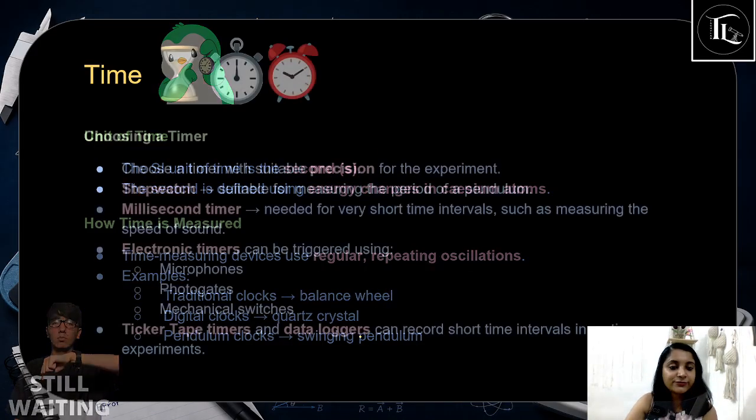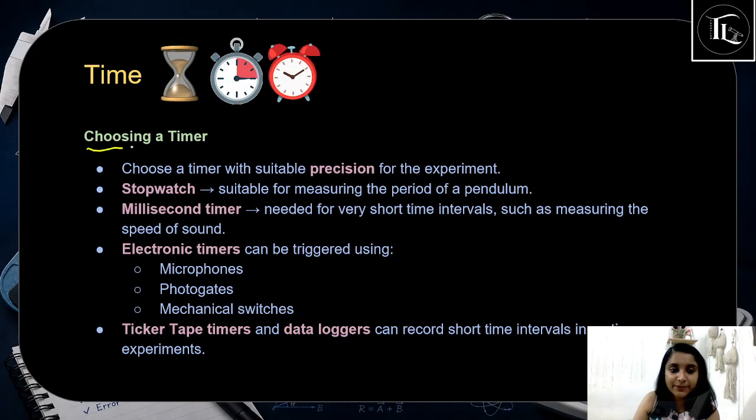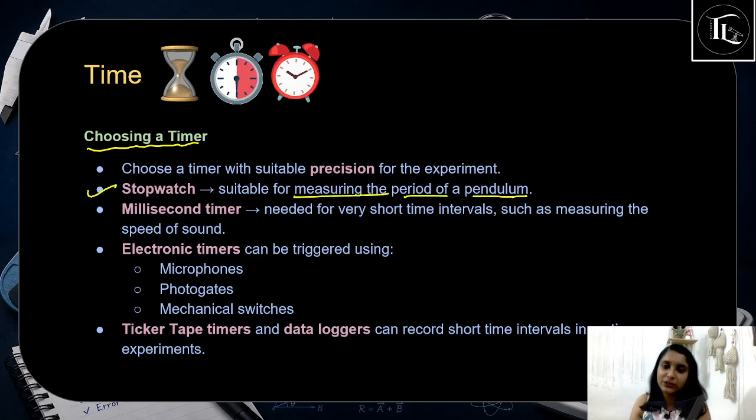Then we have choosing a timer. Now in some of the questions they actually ask what kind of a timer should we use. It depends on what precision you want the reading. So whenever you're doing an experiment, it's very important that you decide it. First is the stopwatch. That will be measuring the period of a pendulum. It's best for that.